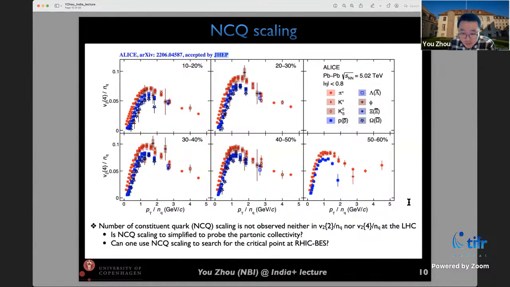Remember, when we are talking about NCQ scaling, it's a very rough scaling in a very narrow pT window. At the LHC, when we do the ratio between different particle species, the deviation is not better than 20%. In the best pT range, the deviation is roughly 20%, and for lower pT and higher pT, it's more than 20% deviation. That's basically what we see and what I understand. Okay, thank you.